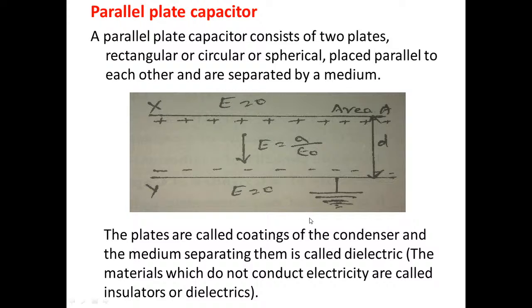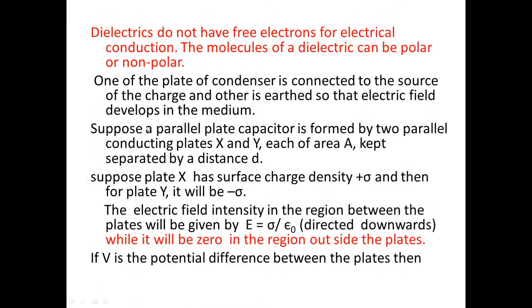The electric field intensity exists only within this region between X and Y, and this electric field intensity E is equal to sigma upon epsilon naught, and D is the distance between these two conducting plates X and Y. Suppose a parallel plate capacitor is formed by two parallel conducting plates X and Y, each of area A, kept separate by a distance D.